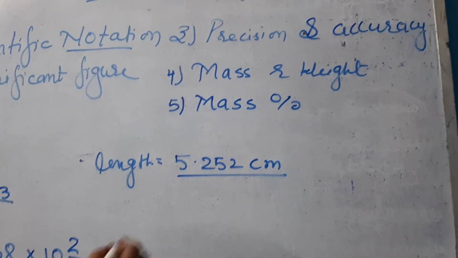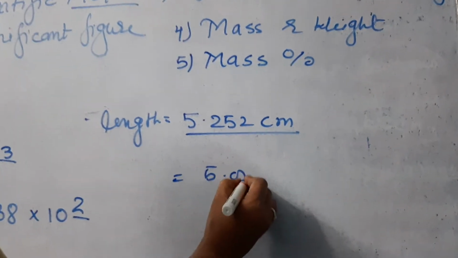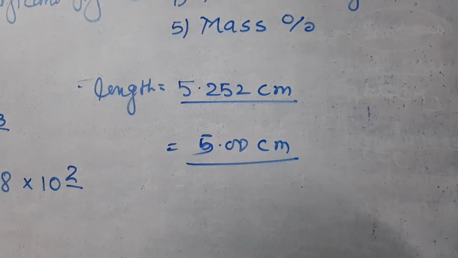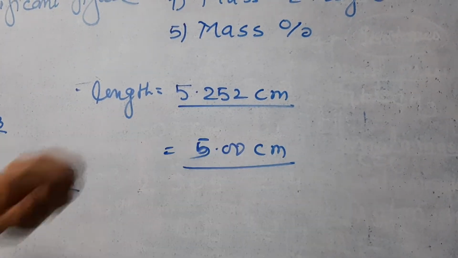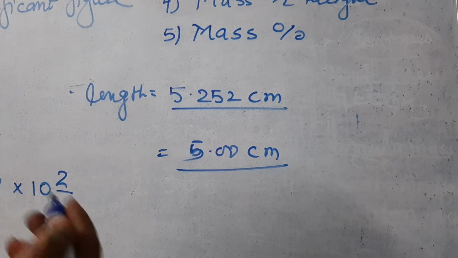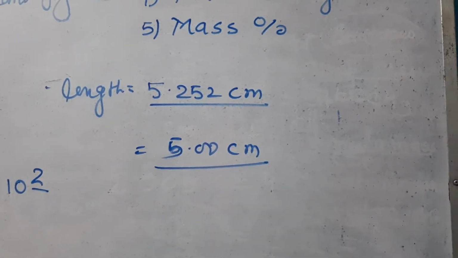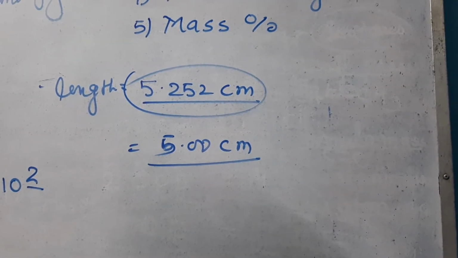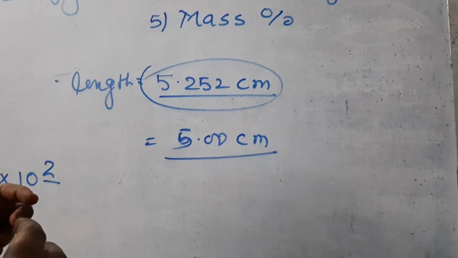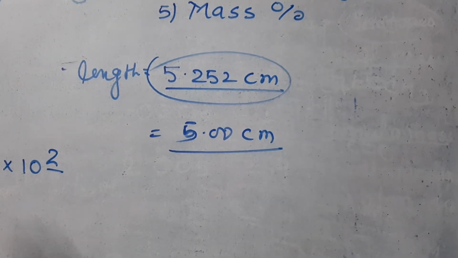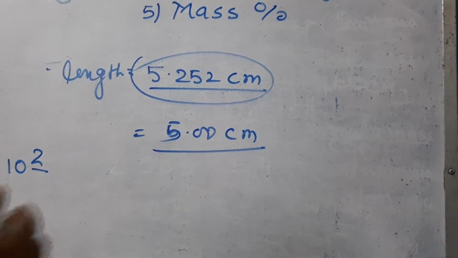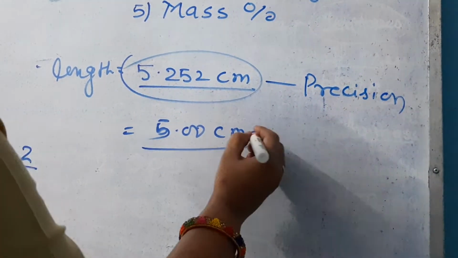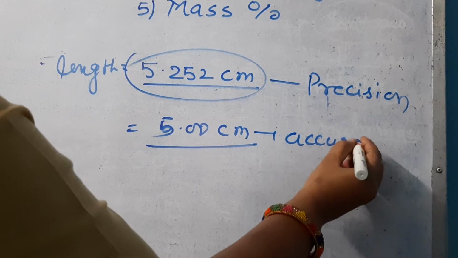Suppose you are getting the value 5.252 centimeter. The second one is given as 5.00 centimeter. So which is the accurate number? 5 centimeter is the accurate number, but 5.252 is not completely 5, not completely 5.5, not completely 6. So what is this? This is the approx value, the value which is just near to the accurate but not properly accurate. So it is a precision, and that one is an accuracy.